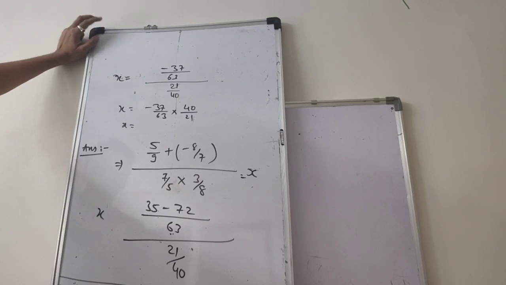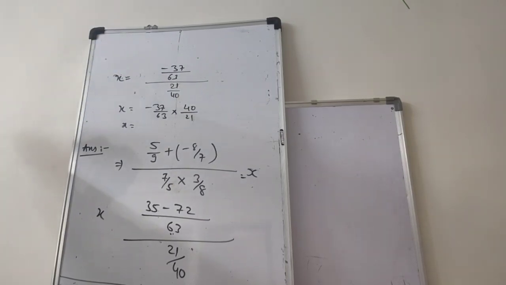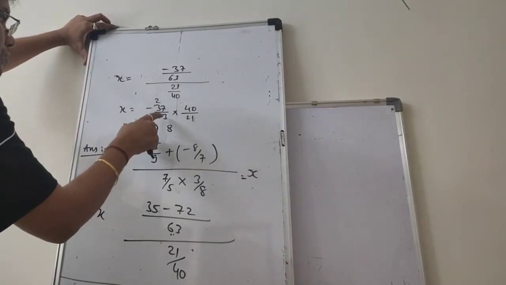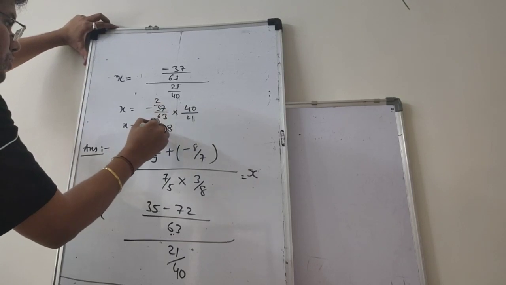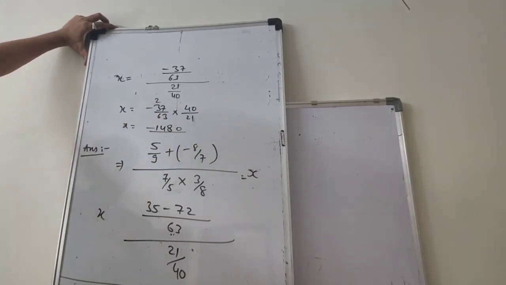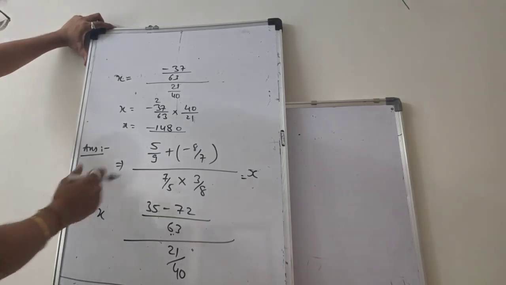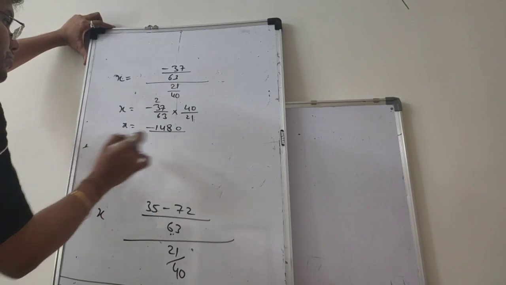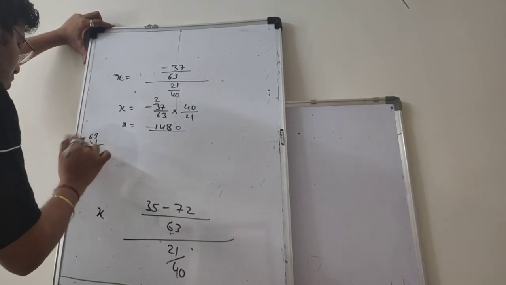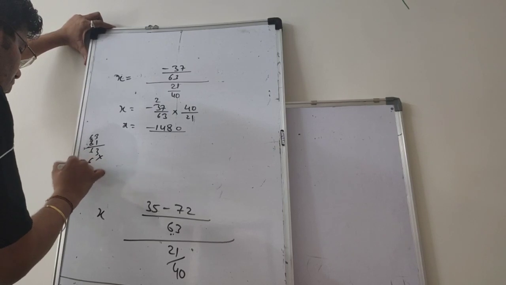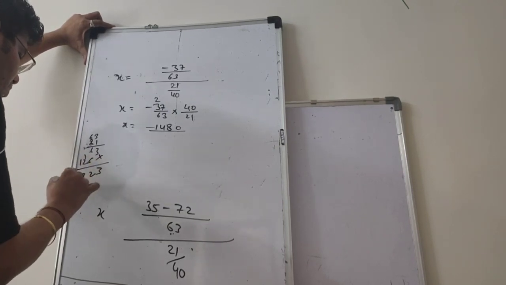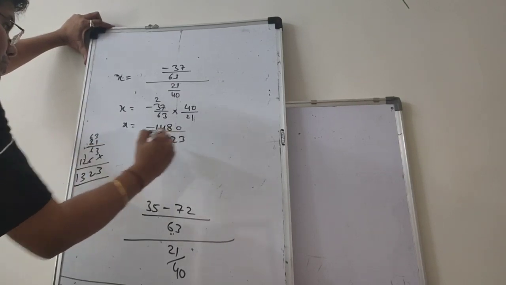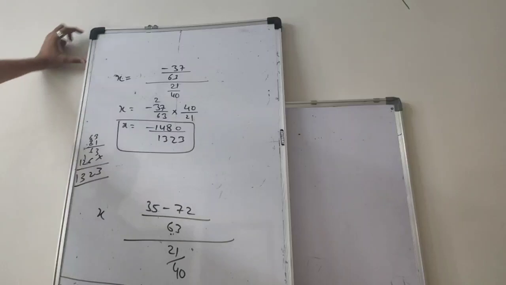Now any part is, nothing is cancelling. So x is minus 1480 divided by 63 into 21, which is 1323. Okay, so that is the value of x.